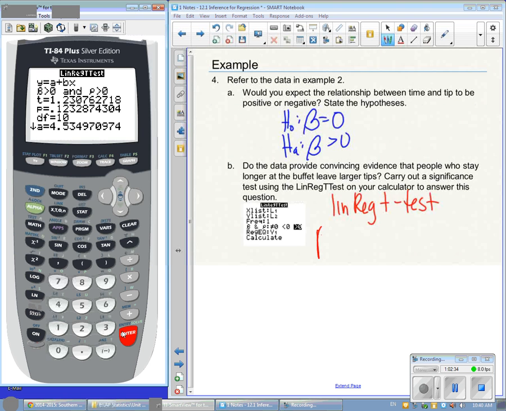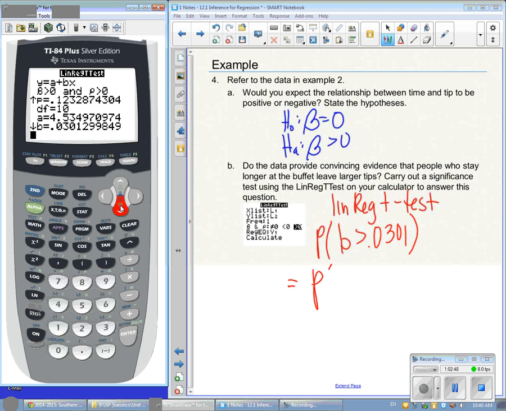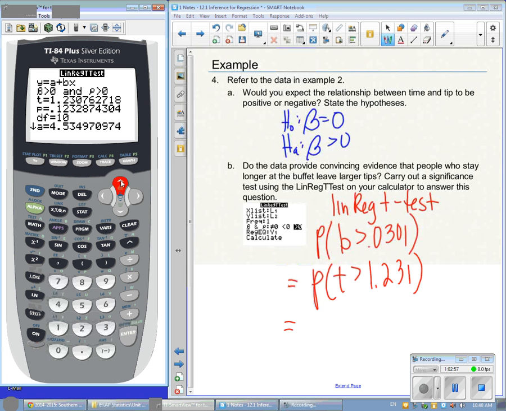Remember, your probability, again, has to include the 3 parts. The true, or what we observe to be our slope, so you'll have to scroll down a little bit to see it, of 0.0301, so it's going to be greater than 0.0301, translated into a t-value, the probability that t is greater than 1.231, and then our p-value is 0.123. Always report your degrees of freedom, and then state your conclusion.